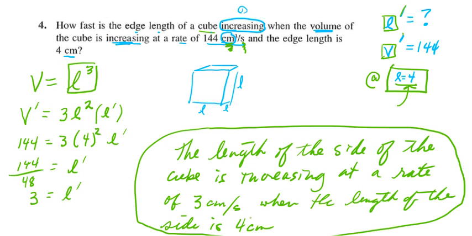Okay, so don't get this confused. Don't say, hey, I've got 2 different answers here. No, this is your answer. This is the rate you're looking for. Okay, so how fast is the edge length increasing? It's increasing at a rate of 3 centimeters per second. So there's your answer, and I hope that helps with question number 4.